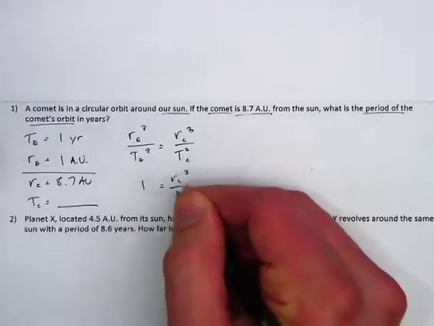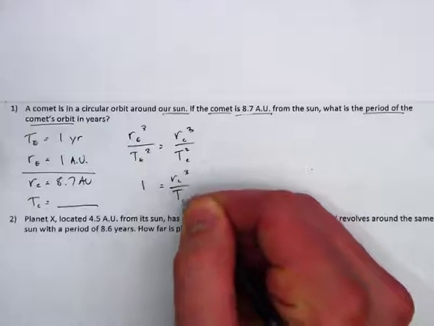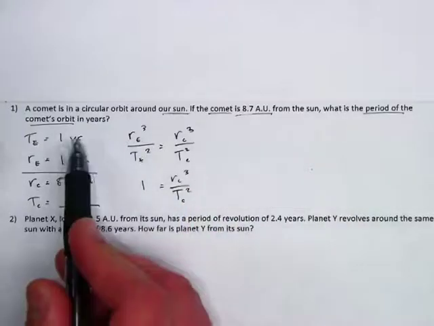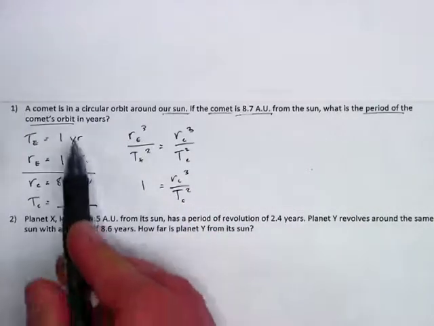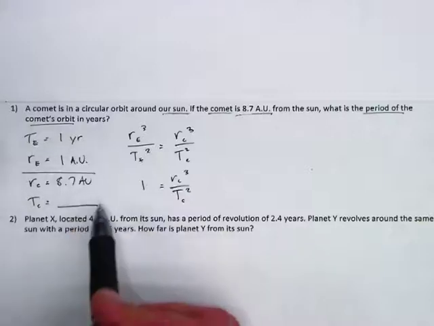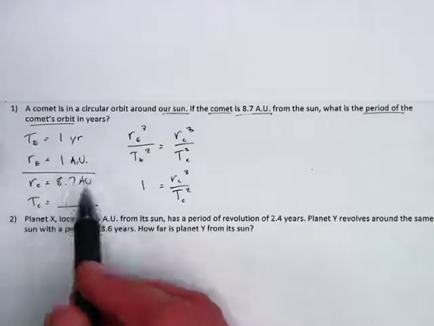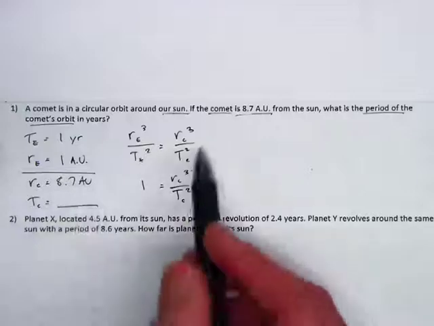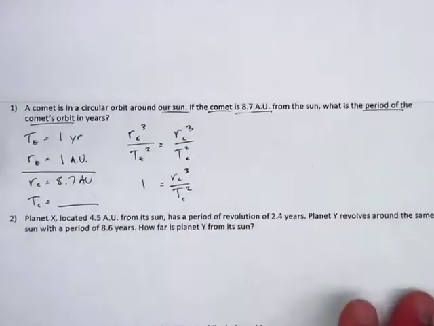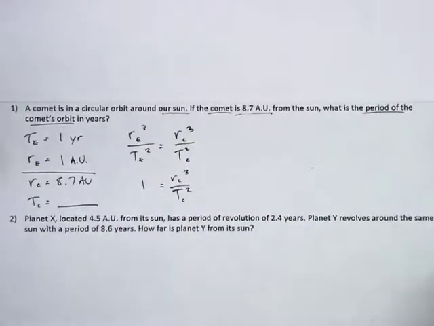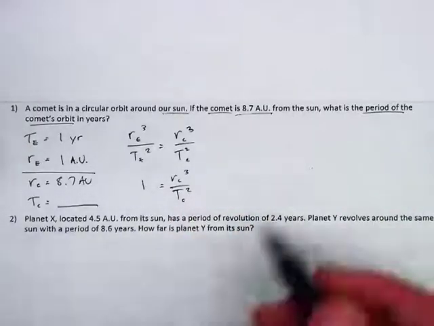Now notice, because this is a ratio, as long as I'm consistent, as long as I have years and years, or seconds and seconds, or minutes and minutes, hours and hours, astronomical units, meters, meters, kilometers, kilometers, you can use any unit with Kepler's third law because it's a ratio, so you don't always have to convert. But just be wary of what unit you're in.